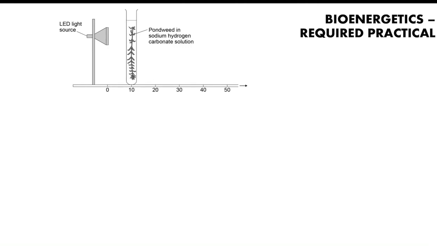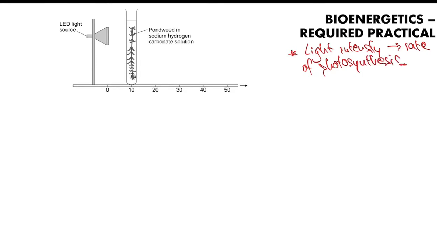So in your most recent lesson, you will have looked at one of your required practicals, which is on photosynthesis. And this video is just to remind you about the key aspects of it. This practical is looking to measure the effect of light intensity on the rate of photosynthesis. So that's the point of the practical.